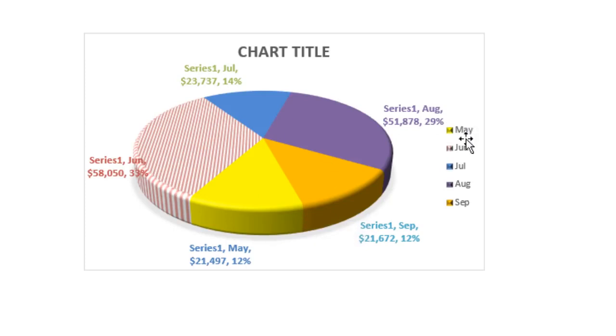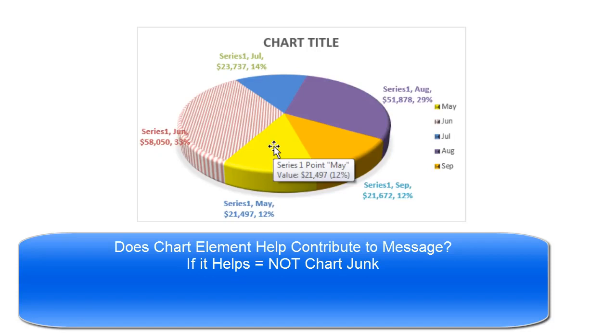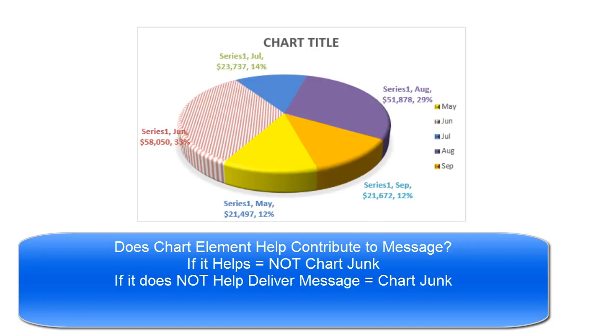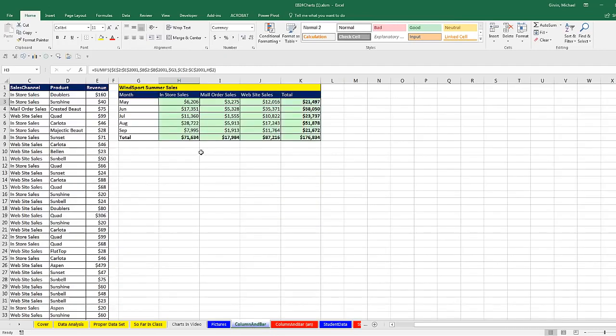Also, look at this unnecessary repetition. We have months here, and also next to each pie piece. Then there's this Series 1. That comes from not having your field name at the top of the column. And then, of course, a chart title that adds no useful description is total chart junk. So every time that we build a chart, we'll ask if each chart element is helping to contribute to the message. If it is, then it's not chart junk. If it's not, then it's chart junk. Now we want to go over to the sheet Column and Bar and look at our first example.